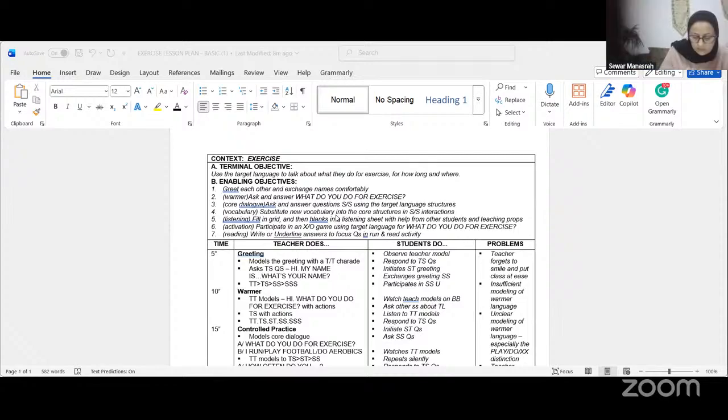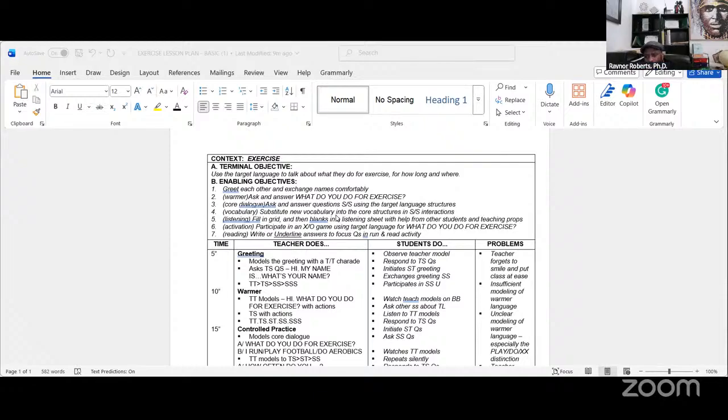So in this case, we can always talk to someone about what I do for exercise, and how long and where do I do it, and when do I do it, why do I do it, right? This is something that the learner could use indefinitely.